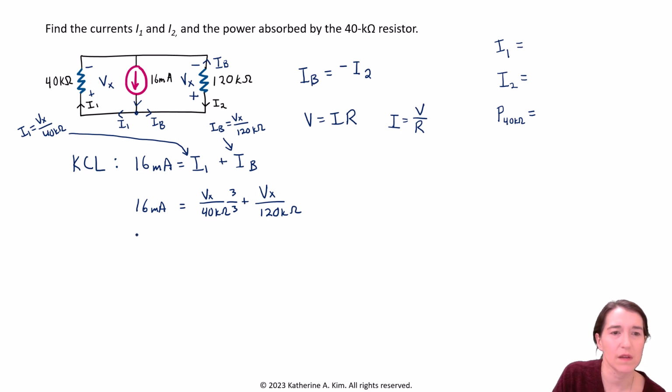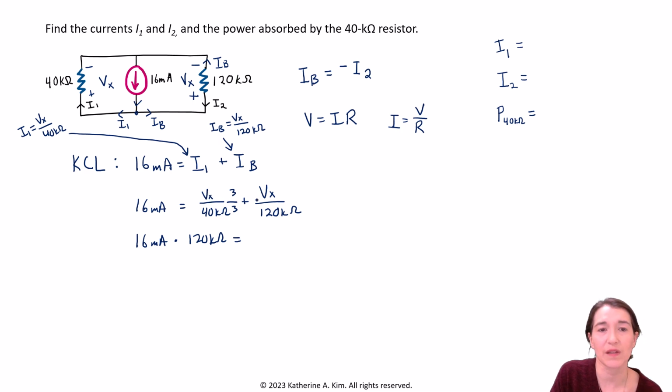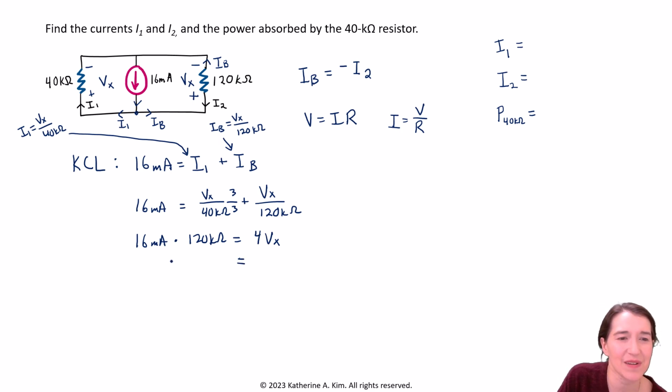So let's see, we're going to get 16 milliamps, and we're going to multiply it by 120 kilo ohms. And then here we're going to get a 3Vx plus a 1Vx. So that's going to be a 4Vx. And then I can divide through by 4 here. We're going to go old school. We're just going to divide this by 4, and then 120 kilo ohms equals Vx.